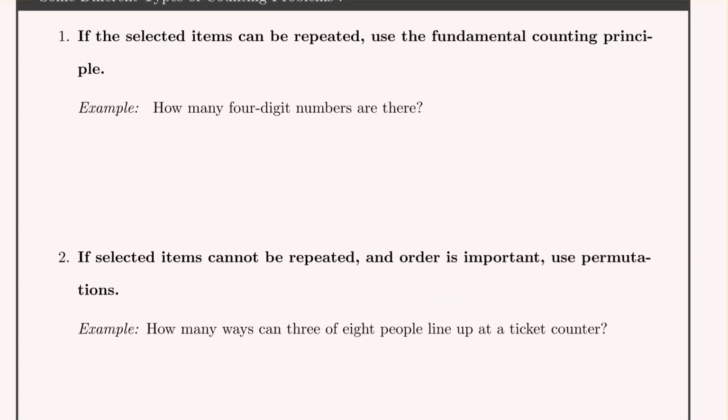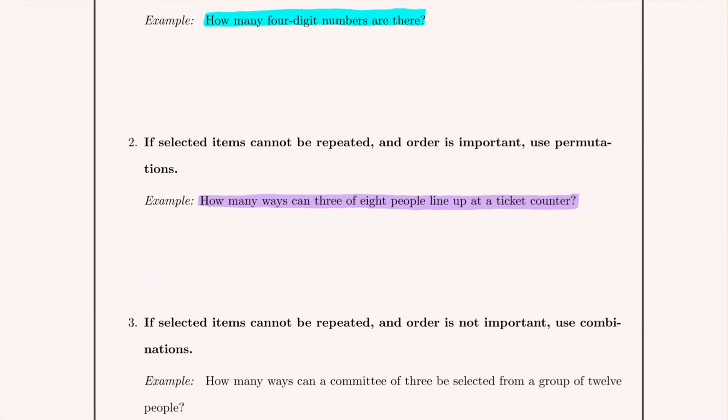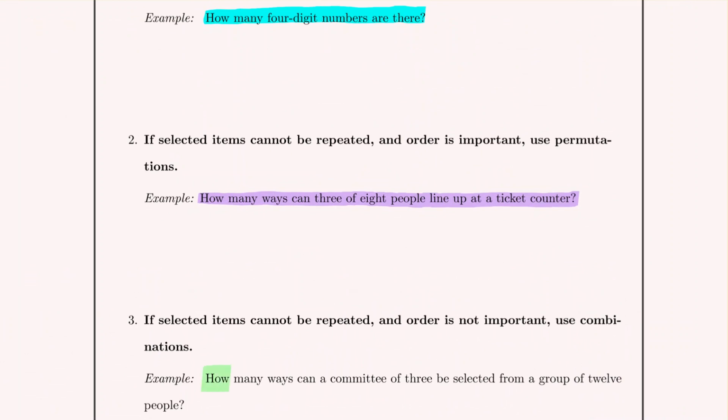So in our first example, it says, how many 4-digit numbers are there? And let's just read through the next examples too, so we can get an idea of their differences, and then we'll come back to this. In the next example, it says, how many ways can 3 of 8 people line up at a ticket counter? So there's 8 people in all, but we only want 3 of them to line up. And then the final one is, how many ways can a committee of 3 be selected from a group of 12?